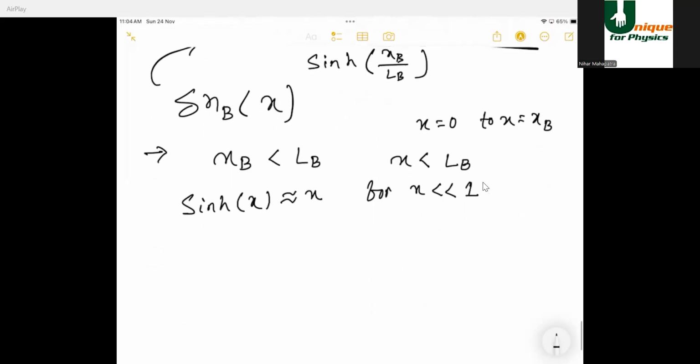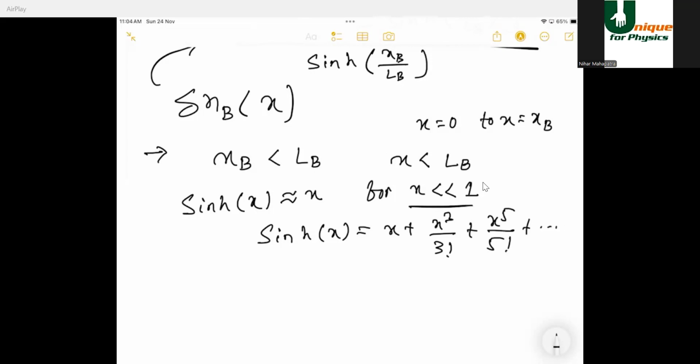Why we did this? Sinh x, if we expand, is actually x plus x cubed by factorial 3 plus x to the power 5 upon 5 factorial, like this. So for a very small value of x, x less than 1, we can ignore these higher orders and we can just write sinh x is equal to x, right? So now substitute this approximation here, considering xb and x both are very small compared to Lb, the diffusion length. This will be nearly equal to what?